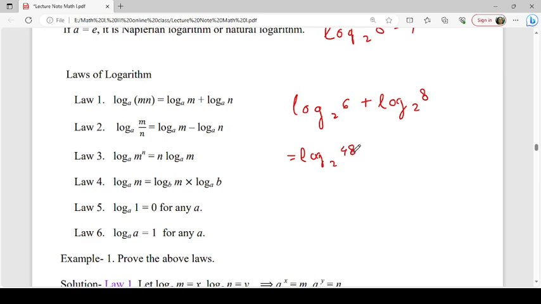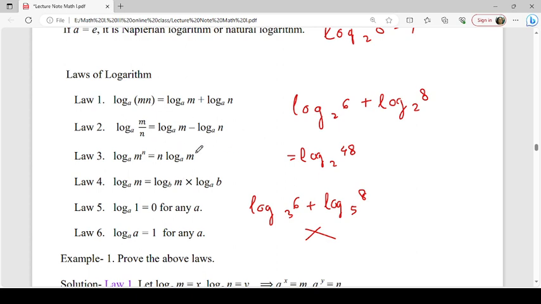We can write it. But if the base is not the same, suppose we have log of 6 to the base 3 plus log of 8 to the base 5, this we cannot do. We cannot write log of 48. So the base must be the same. So this cannot be simplified. This is important, that the base is the same.